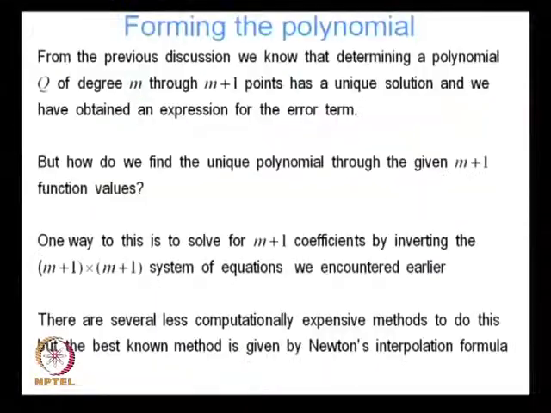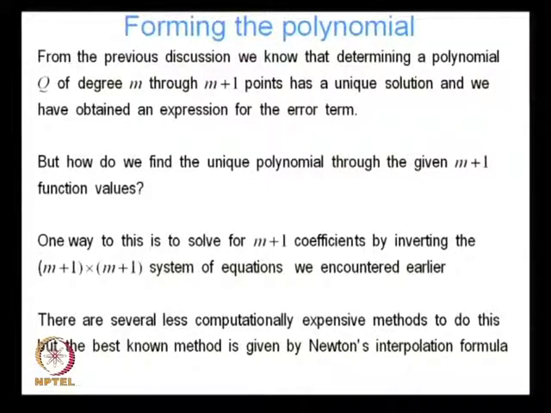Lecture 31 of our series on numerical methods in civil engineering, we are going to talk about fitting a polynomial through a number of grid points. In our previous discussion, we know that determining a polynomial q of degree m through m plus 1 points has a unique solution, and we also obtain an expression for the error term, right.